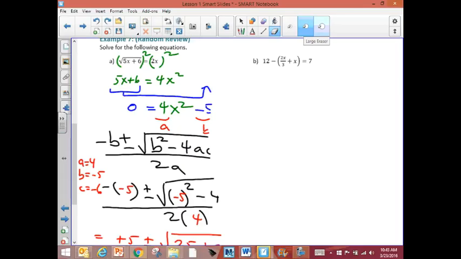Fine. Let's get rid of this 12 first. Minus 12, minus 12. Leaves us with the minus 2x over 3 plus x equals 7 minus 12 is a negative 5. All right, what are you going to do next? Divide by negative on both sides? That's crazy.